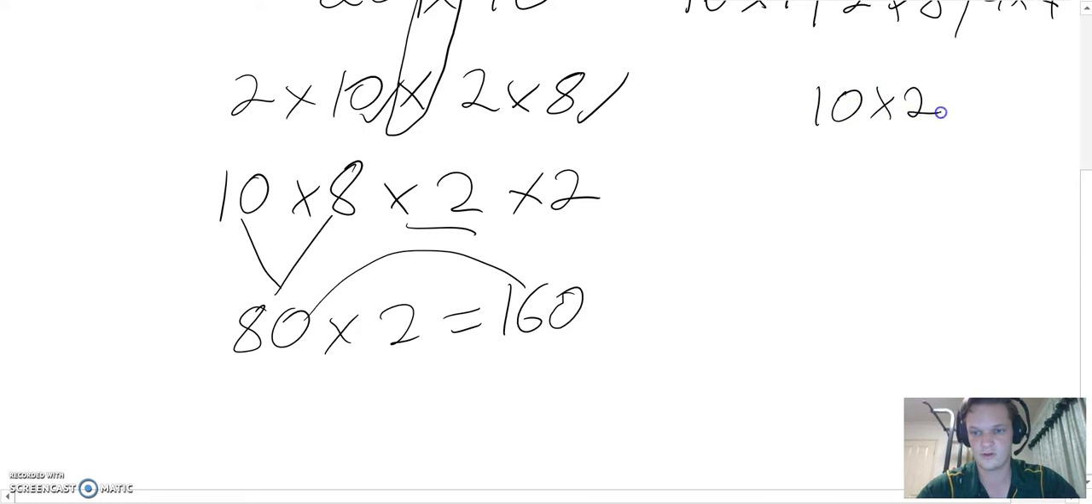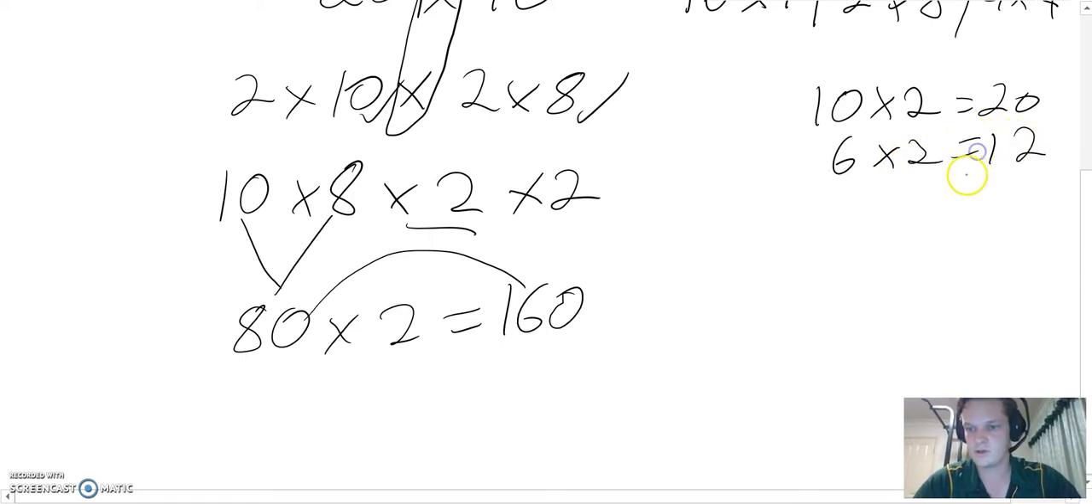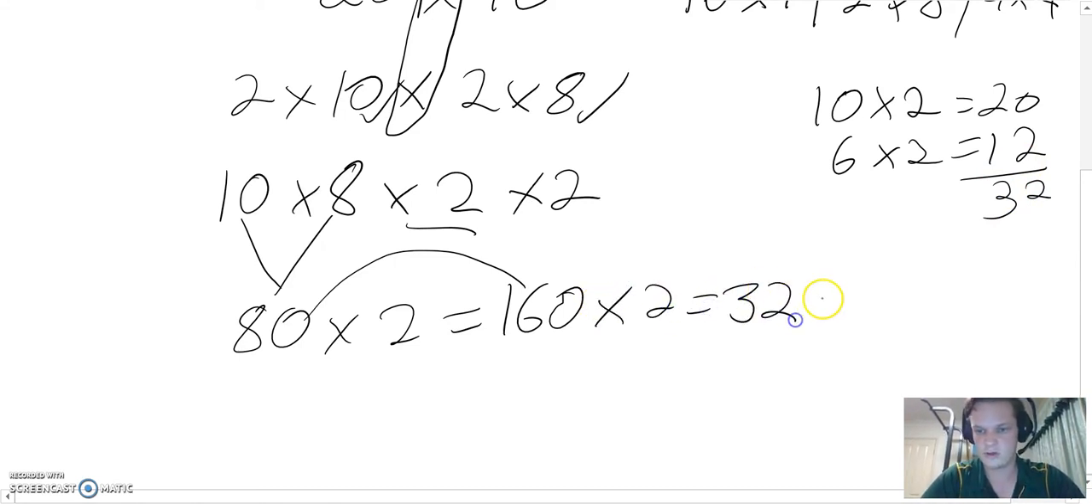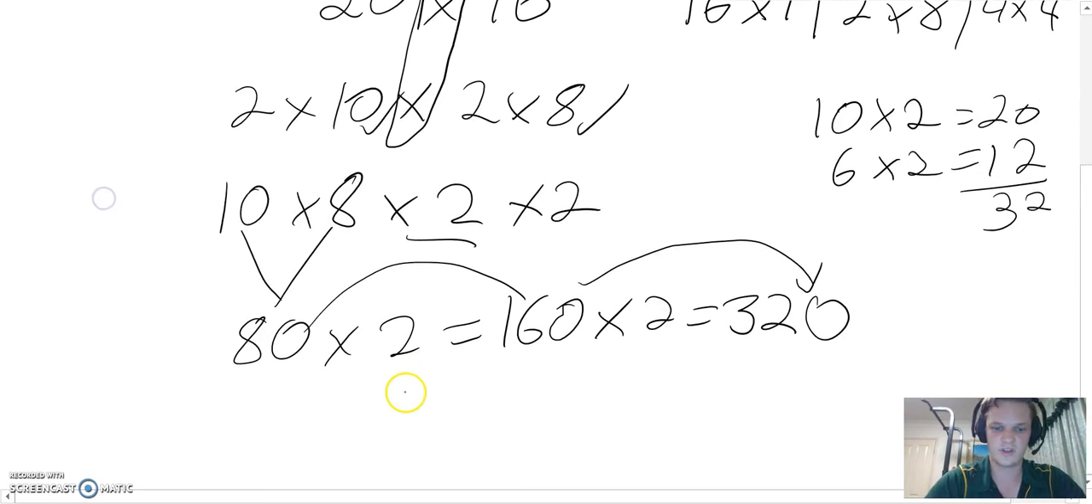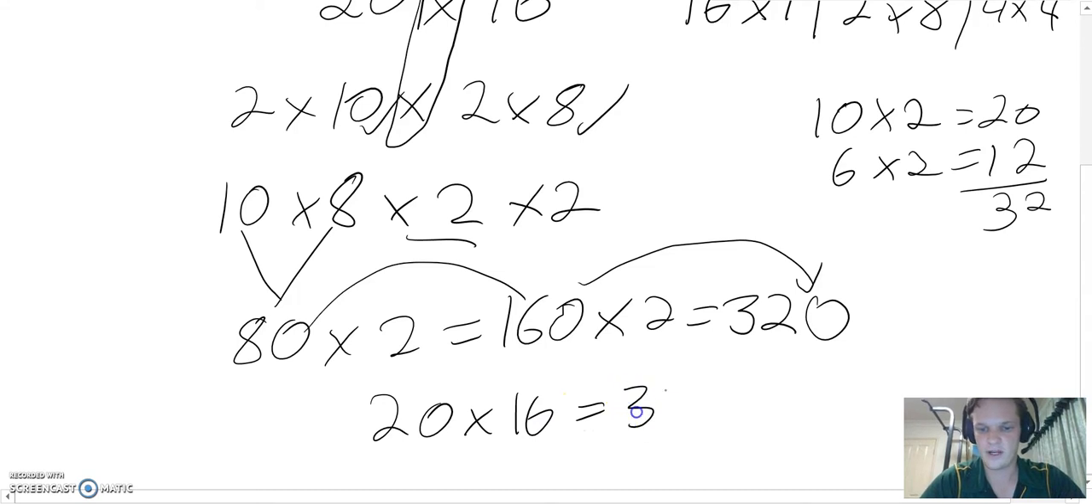We can go 10 times 2 equals 20. Then 6 times 2 equals 12. We can add them together, and we know that equals 32. And then we just need to bring a 0 over again. And there's our answer. So 20 times 16 equals 320. We've just done that using different multiplications off the top of our head, rather than making it one big difficult sum, which makes it a lot easier.